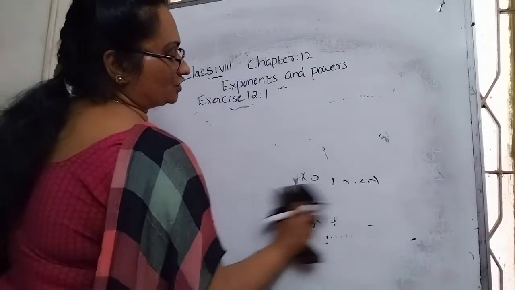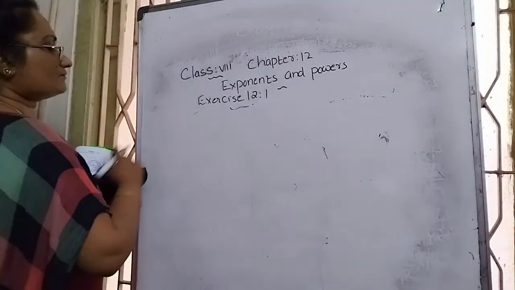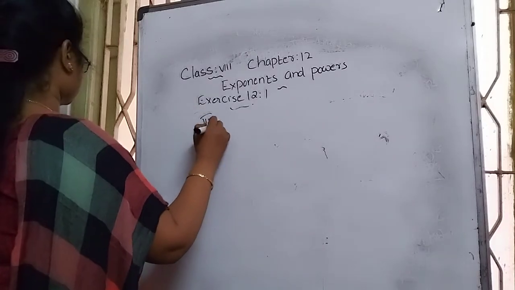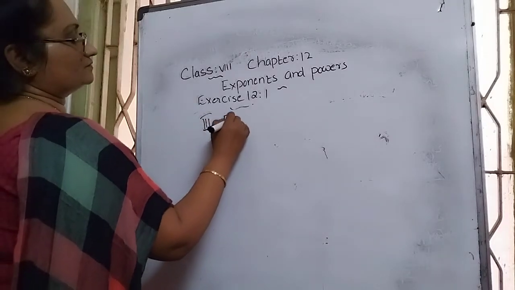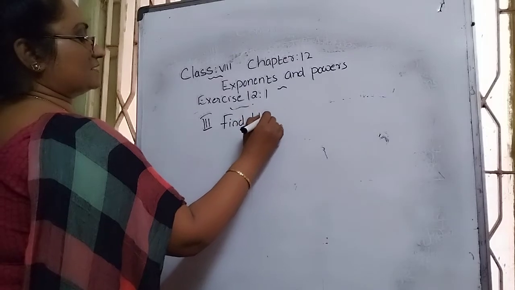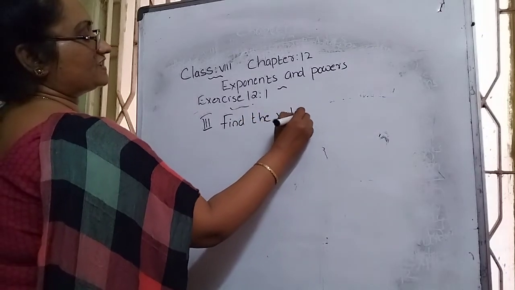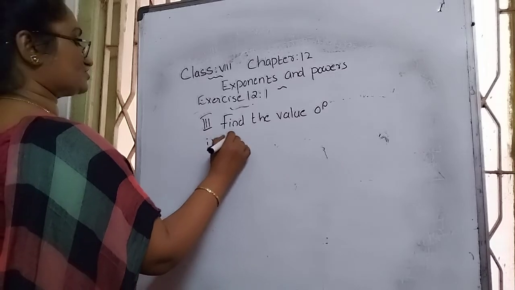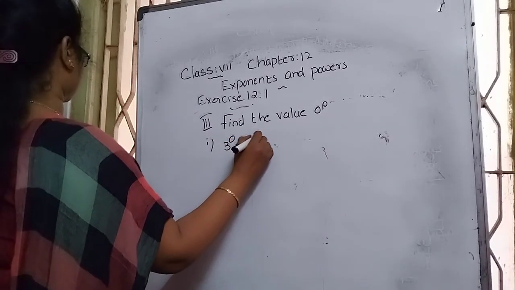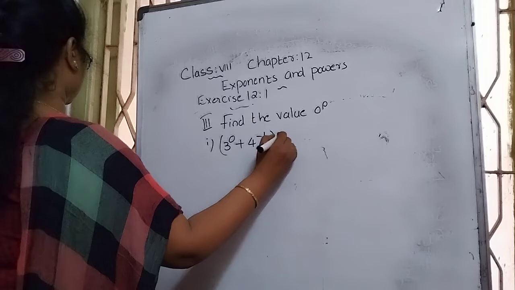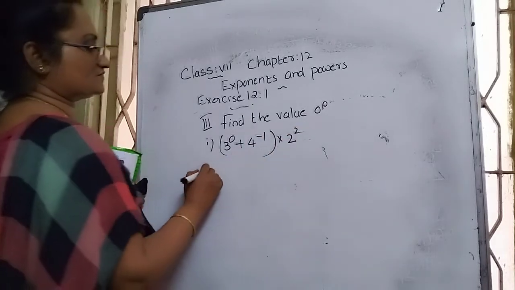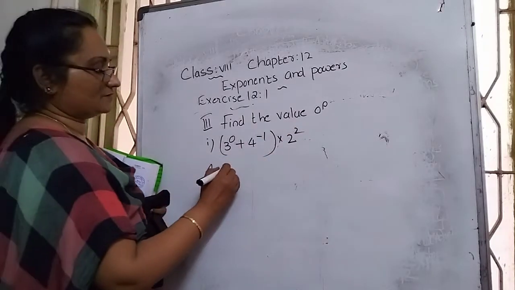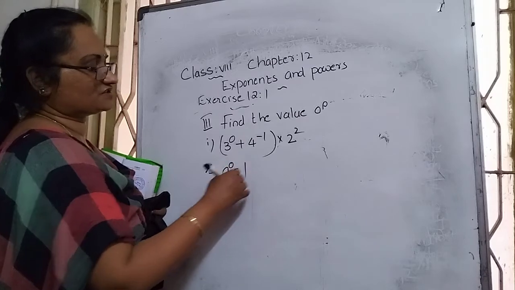Then next we go through the third problem. In the third problem, they say to find the value. Here you want to expand and find the value. First question: 3 raised to 0 plus 4 raised to minus 1, into 2 raised to 2. In this, 3 raised to 0 means which form? A raised to 0. What is the value? 1.